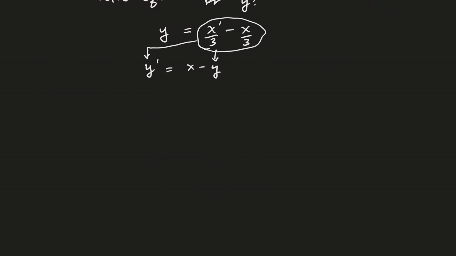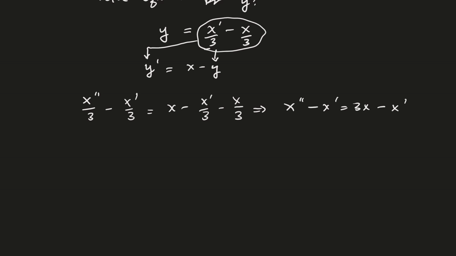So that would be x double prime over 3 minus x prime over 3 equals x minus x prime over 3 minus x over 3. Good. And then just to clean that up a little bit, let's just multiply by 3. X double prime minus x prime equals 3x minus x prime minus x. Good. And now we can continue to simplify a little bit. Yep, it looks like the x primes cancel, right? And 3x minus x is going to be 2x. So let's bring that over. That's just x double prime minus 2x equals 0.